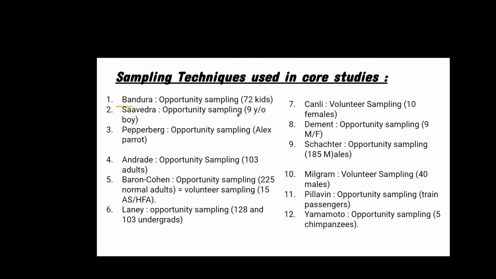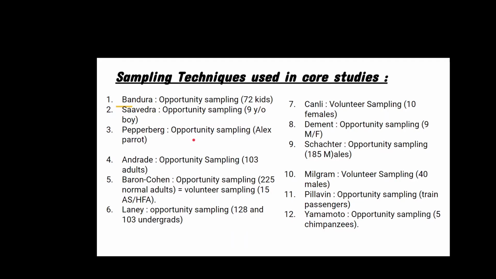So now here I have helpfully compiled the sampling techniques used in all 12 of our core studies in the AS psychology syllabus. So first we'll take a look at the learning approach. In the learning approach, we have Bandura, who used opportunity sampling, where he had 72 kids aged 3 to 6. Then we have Saavedra and Silverman, where we again used opportunity sampling, where we happened to come upon a boy who's 9 years old and he had a button phobia.